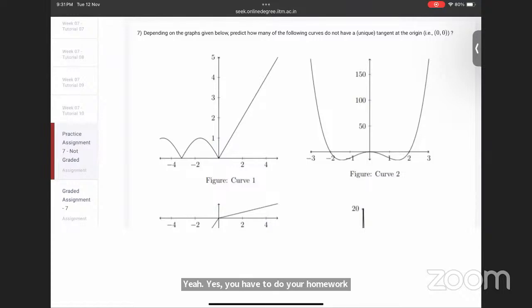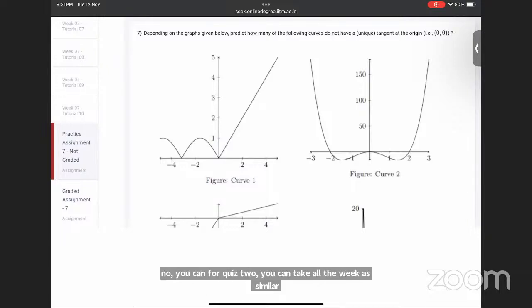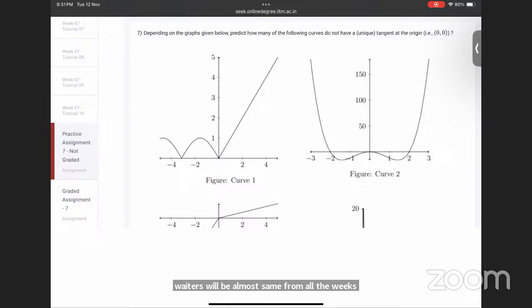So ma'am, for the quiz two exam, what is the distribution among these 4 weeks? Which one do we need to focus on? No, for quiz two, you can take all the weeks as equal weightage. I mean, the weightage will be almost the same from all the weeks. Okay, ma'am. So all the weeks are really important. Week 5 to week 8, yeah. 4 weeks: 5, 6, 7, 8.